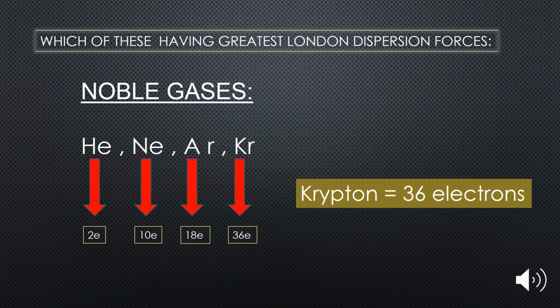Now friends, I am going to ask you a question. Which one of these has the greatest London dispersion forces? These are the noble gases: helium, neon, argon and krypton. Helium has 2 electrons, neon has 10 electrons, argon has 18 electrons and krypton has 36 electrons. Now tell me which one has the stronger London dispersion forces? As we have already learned, the greater the number of electrons, the stronger the London dispersion forces. So krypton has 36 electrons, meaning that it has the greatest London dispersion forces.